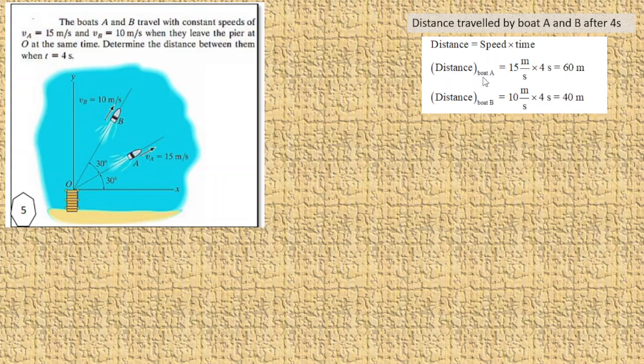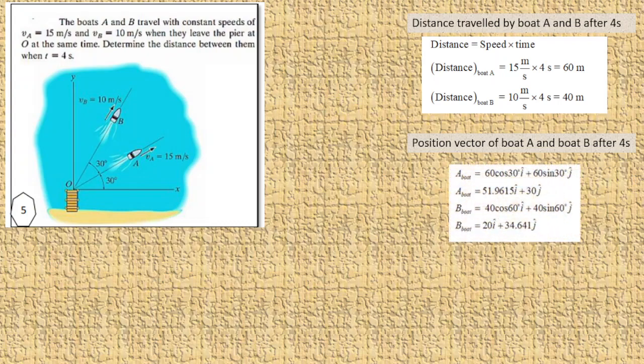The distance of boat A is equal to 50 meters per second times 4 seconds. We can cancel second by second, and we will get 60 meters. For boat B, we will get 10 meters per second times 4 seconds equals 14 meters. After this, we can use the vector of boat A and B after 4 seconds in order to calculate the position simply in a polar or coordinate form.